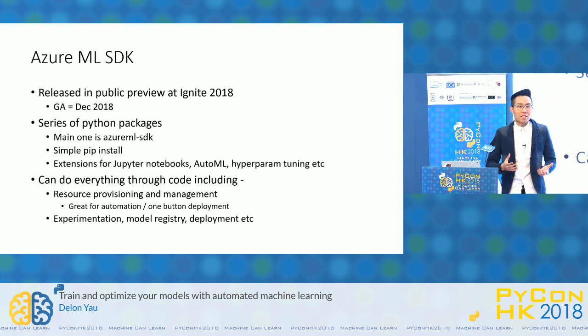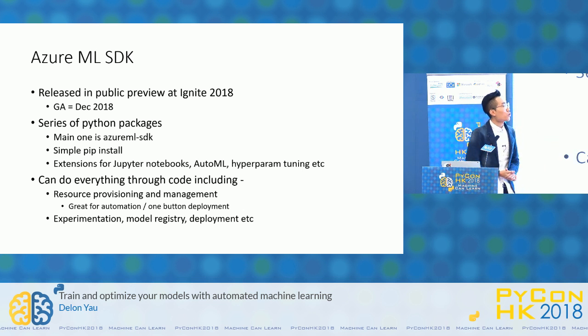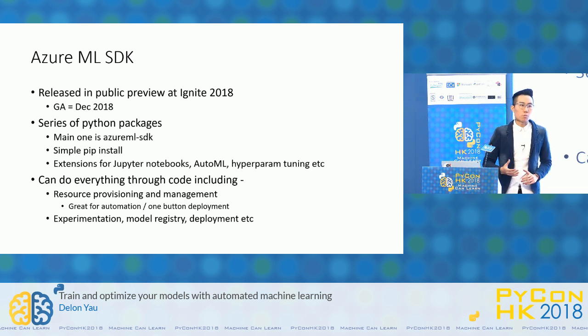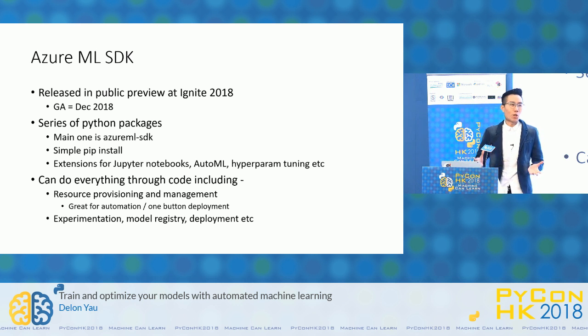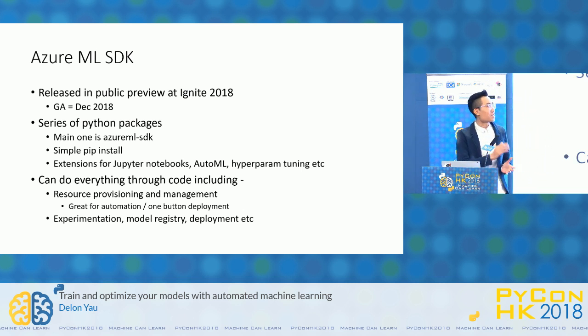But this year, we introduced a whole new concept called the Azure Machine Learning Service. It's available as a Python SDK. It's currently in public preview, after we announced it at our Ignite event, and it's going to be generally available next month. The Azure Machine Learning Service consists of two parts. The first part is the Python SDK, and the other core part is the Azure Machine Learning Workspace, which I will cover in a few minutes.